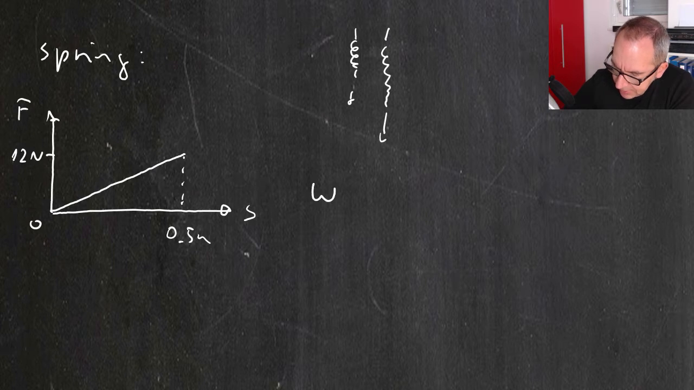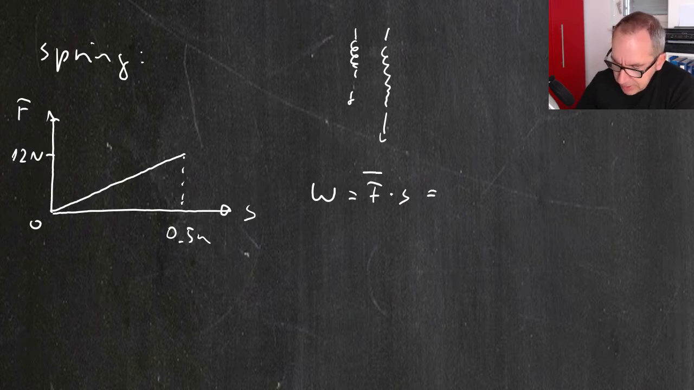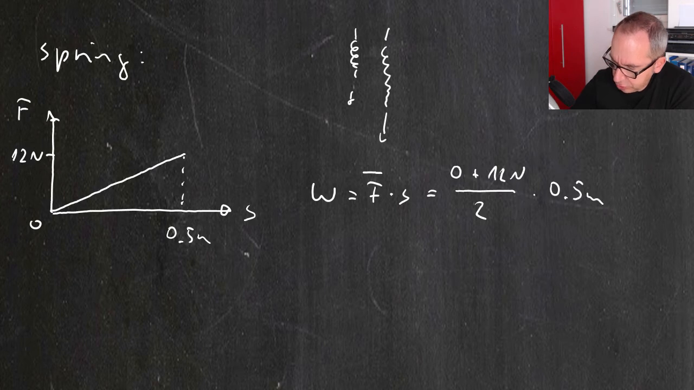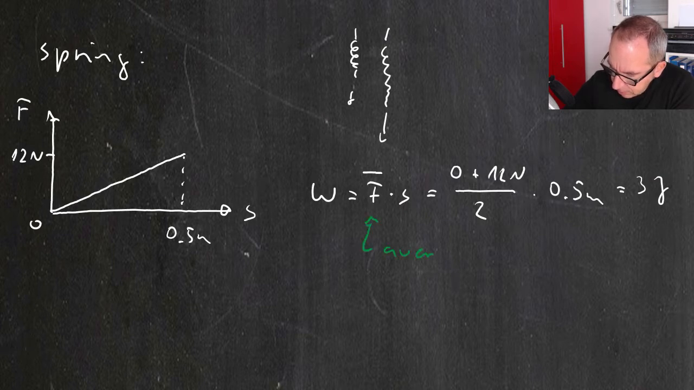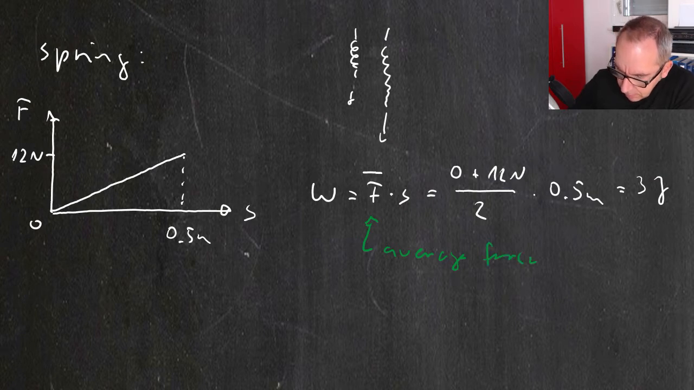Here we had the idea that instead of the maximum force we take the average force. This bar just tells us that it is the average force. And the average force in our case was the beginning, which is 0, plus the end, which is 12 newtons, divided by 2, times 0.5 meter. The first term is 6, so we get 6 times 0.5, 3 joules as the work done here. So what is this average force? It's 6 Newton. And we could draw it here.